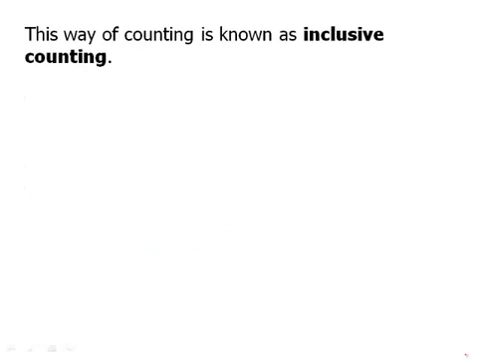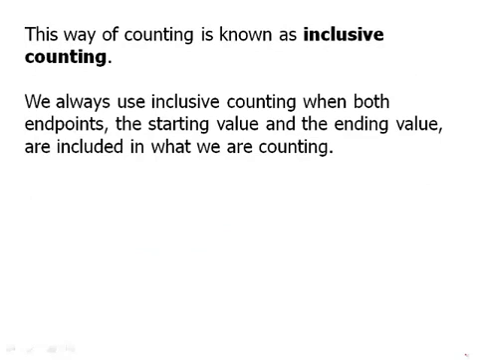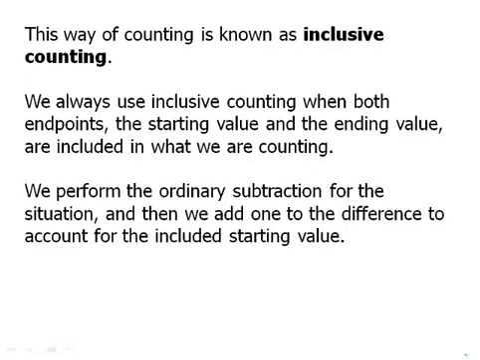This way of counting is known as inclusive counting. We always use inclusive counting when both endpoints, the starting value and the ending value, are included in what we are counting. We perform the ordinary subtraction for the situation, then we add 1 to the difference to account for the included starting value.